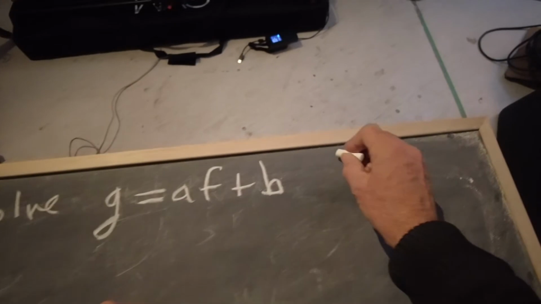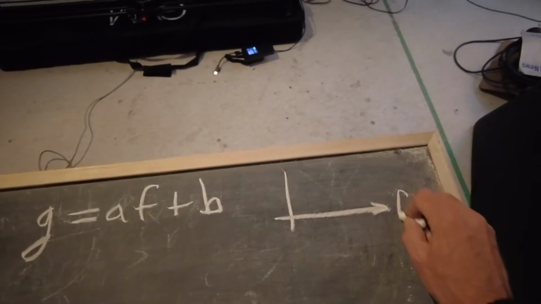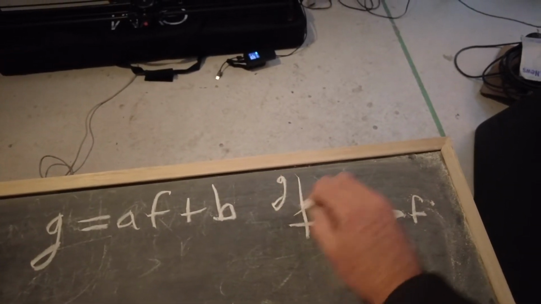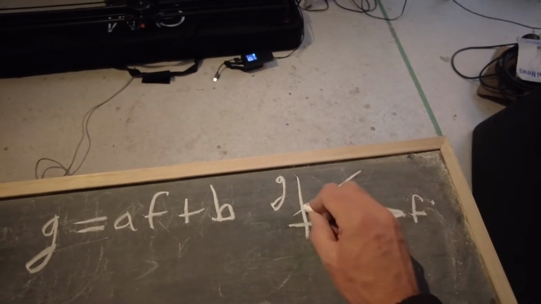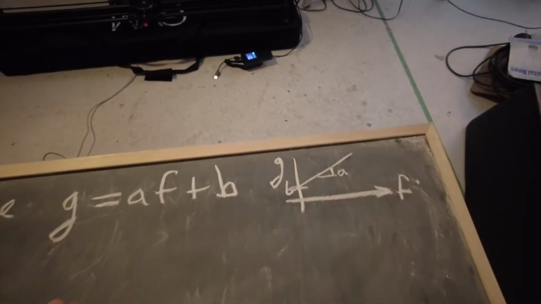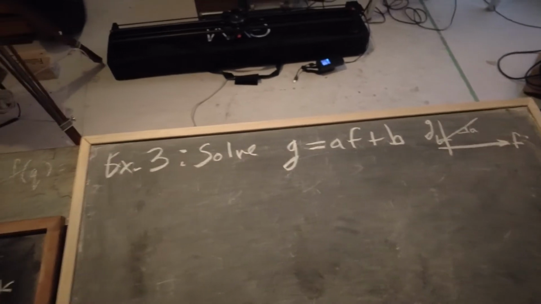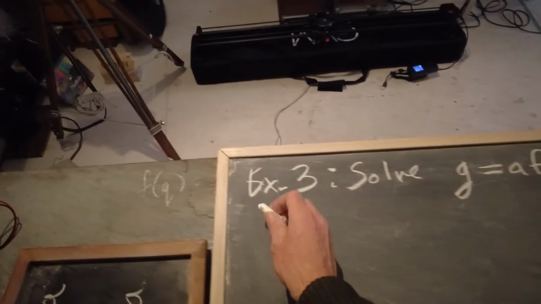So if g equals af plus b, where this is f and this is g, we have a straight line of slope a and intercept b. And so we just want to solve that comparametric equation. So again, same thing.